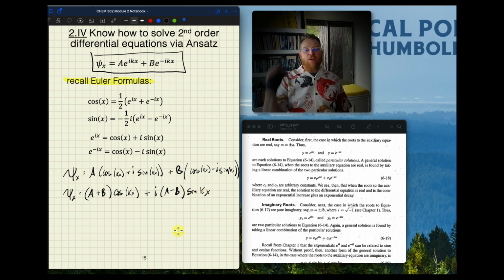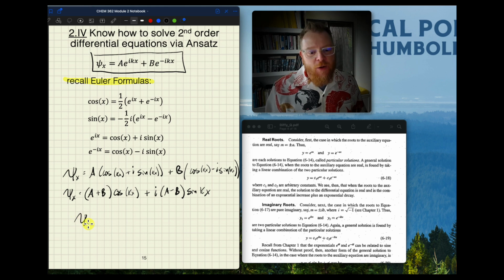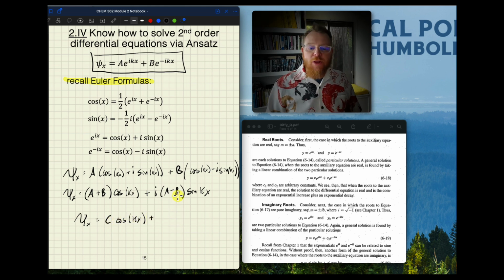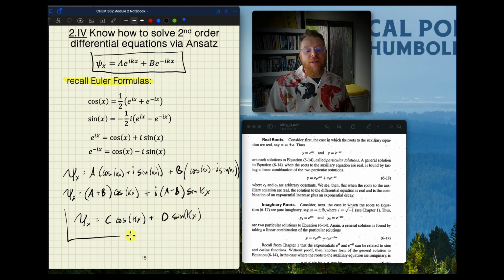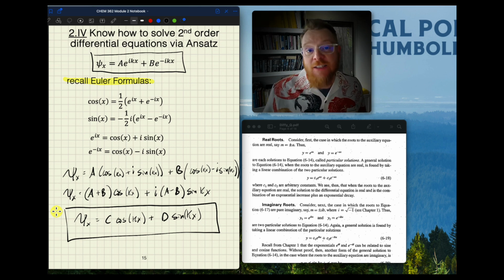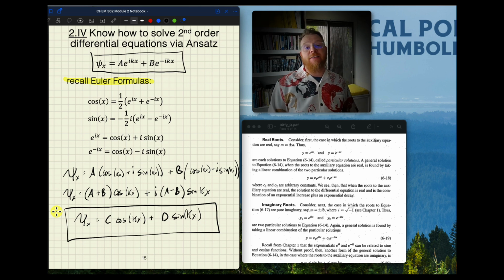And now our standard procedure at this point, because we recognize A and B are constants, and of course, i is an imaginary number, is to lump all of these into some new constant that I'm going to call C times cosine kx plus, and I'm going to lump this whole thing, i(A minus B), into this other constant, D times sine kx. And now this is another way we could write our solution as this linear combination of cosines and sines.